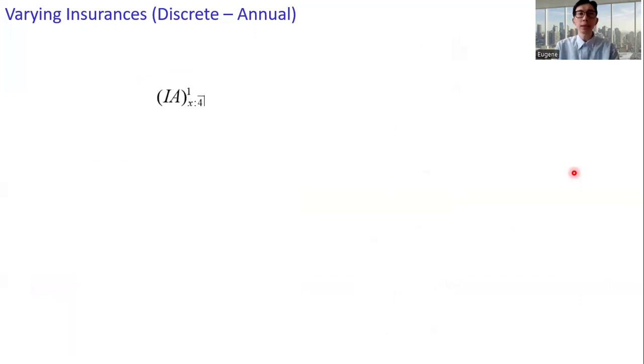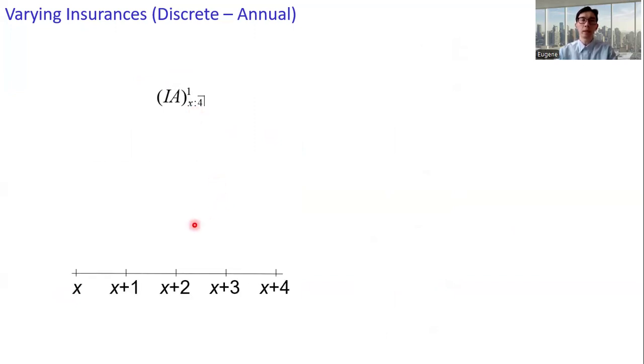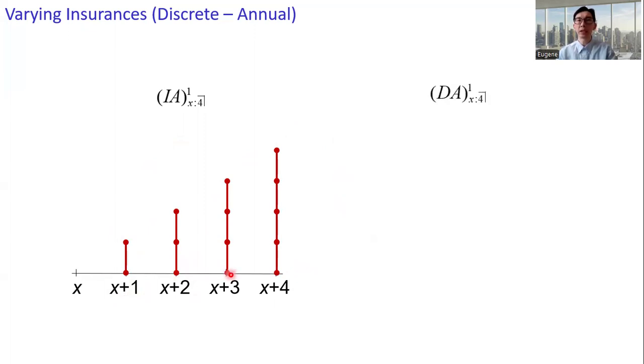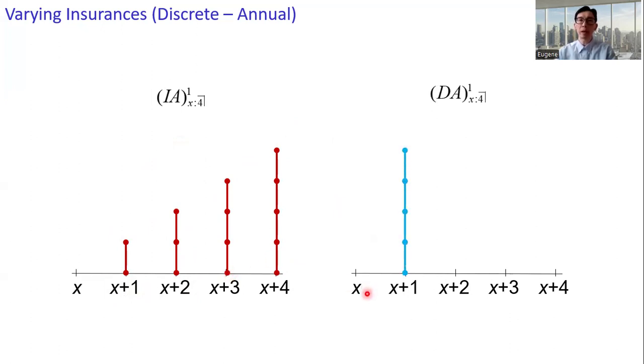All right, let's consider a 4-year term increasing insurance. The benefit pattern: if the individual dies within the first year, the payment is 1. The death benefit amount is 1. And then in the second year, the death benefit is 2. This is the death benefit pattern. And then for the 4-year term decreasing insurance, the death benefit starts with 4 in the first year, and then decreases by 1 subsequently.